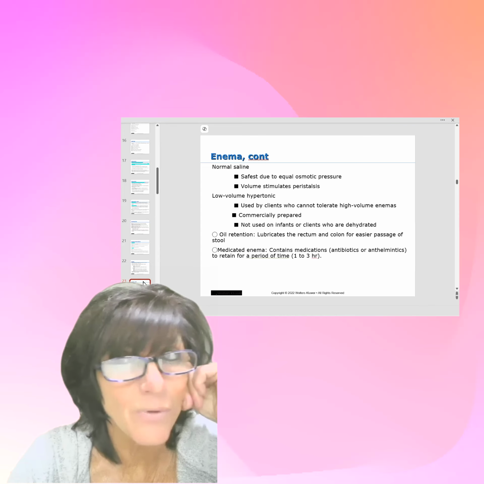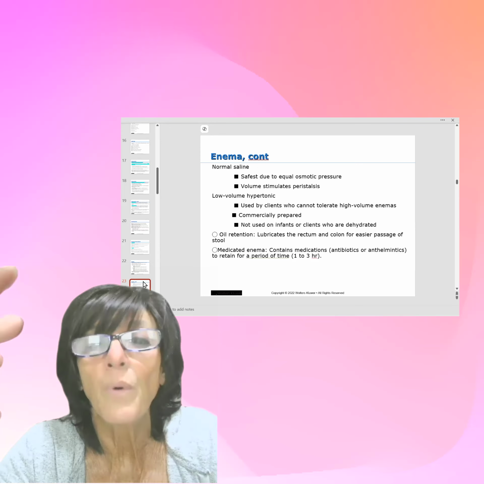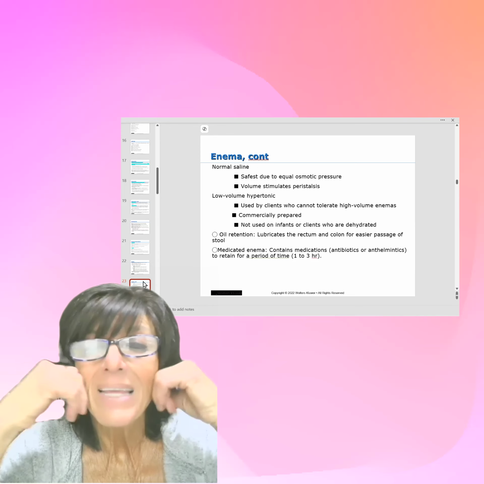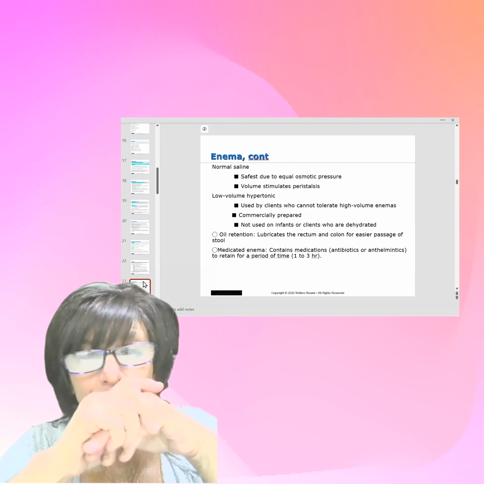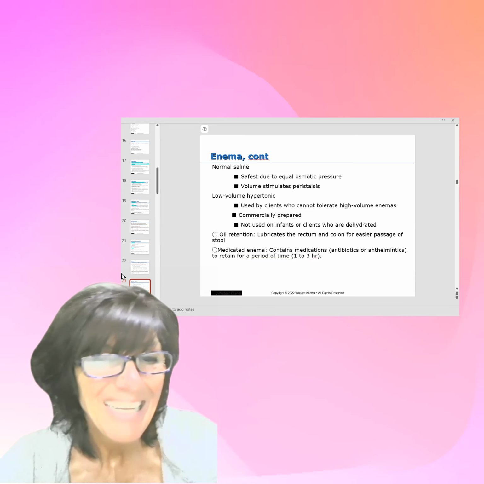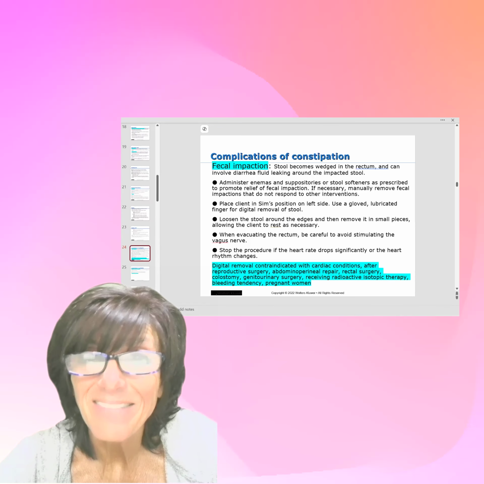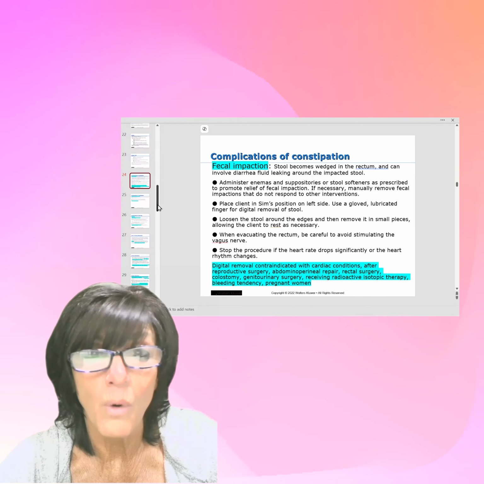Normal saline enemas, they're the safest because our whole body's made of normal saline. And it's just the liquid volume stimulates the bowels. And then a low volume hypertonic, don't even worry about that one. Also an oil retention, which is just a lube. Sometimes that's all it takes, right? Because there are complications of being constipated for a while.